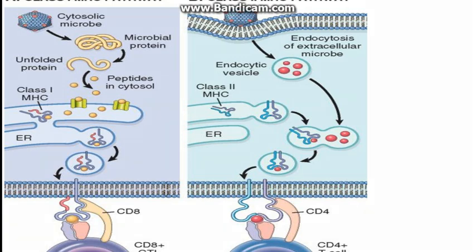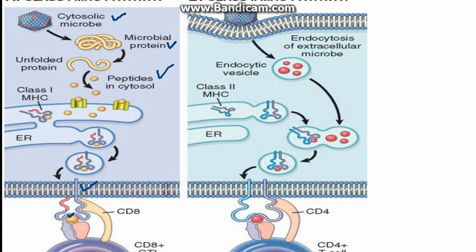The class 1 MHC molecule is mainly responsible for handling various cytosolic microbes. It handles viruses and tumor cells. These are mostly cytosolic. Okay, we'll take the example of a virus. The virus, which is a cytosolic microbe, gets digested inside and forms various peptides, and now these peptides bind to the class 1 MHC molecule and then get presented on the cell surface. This is known as antigen presentation. Here is the peptide from the virus.